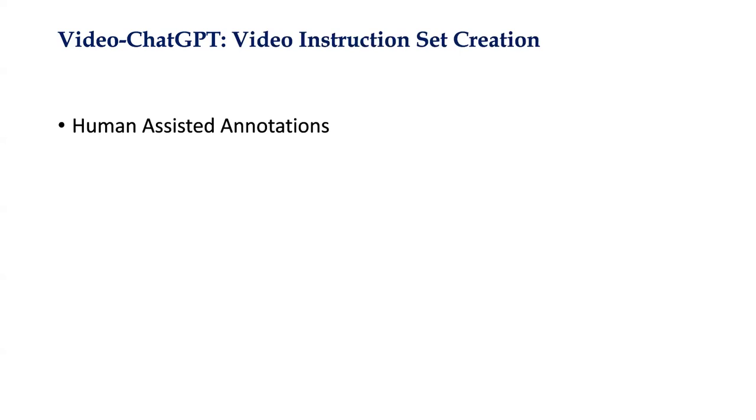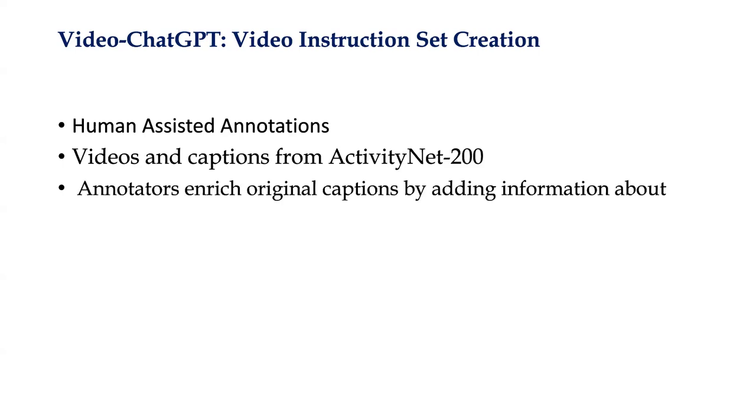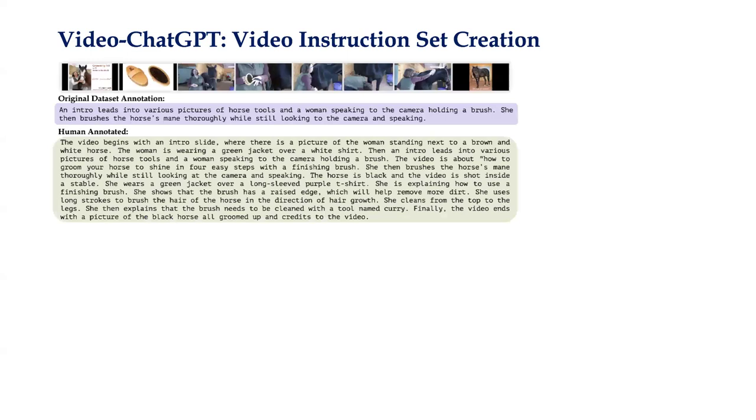Okay, so now the main thing is how do you come up with this instruction set? They have to spend a lot of effort, and it's human-assisted annotation. So they take the videos and captions from ActivityNet 200, and they employ these annotators, humans, and their friends and other engineers and so on, to enrich that annotation, which is already available with the data set, and make an improvement. They want to emphasize the physical appearance of the video, spatial and temporal localization. And this is the example here.